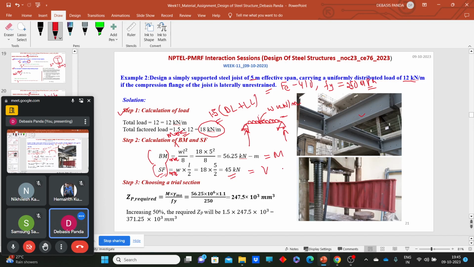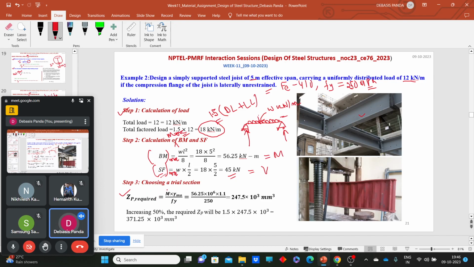Now what we need to do? We need to first choose a trial section based on the factored bending moment, considering yielding as a failure. So ZP required, here the formula will be M into gamma M naught divided by Fy, and this formula we have worked through in 2-3 examples during the last session.